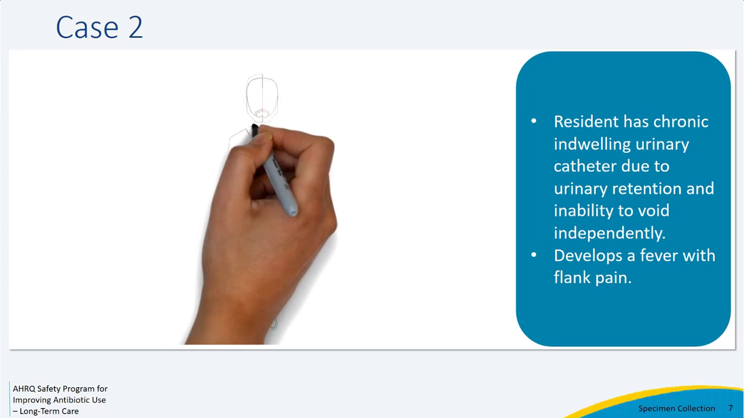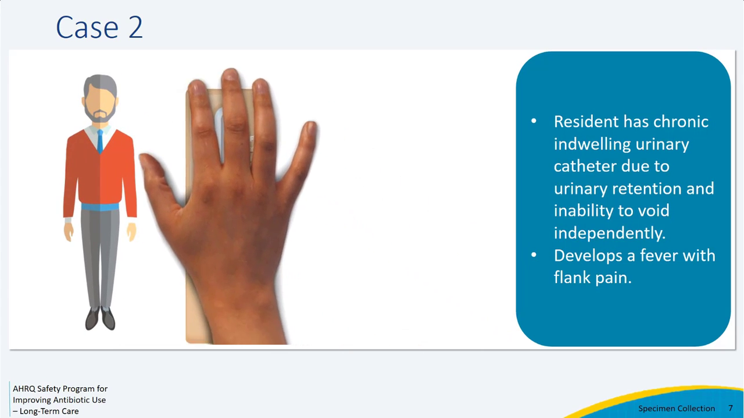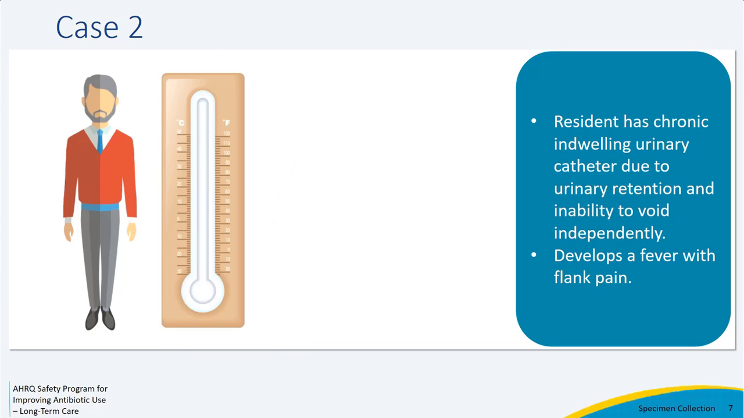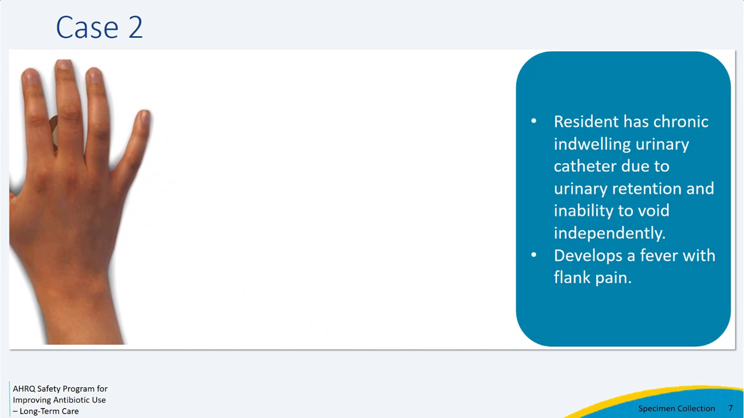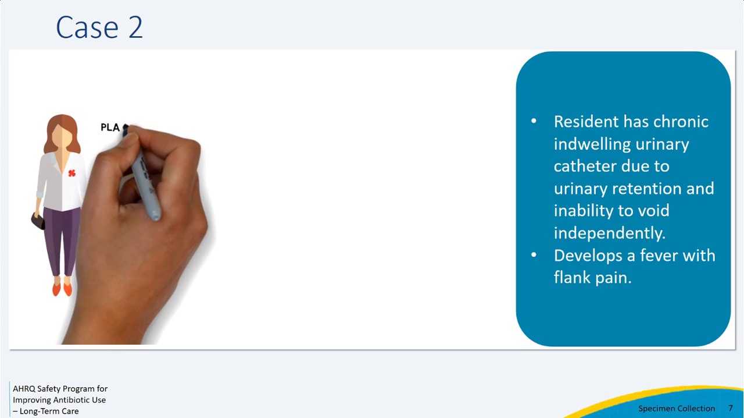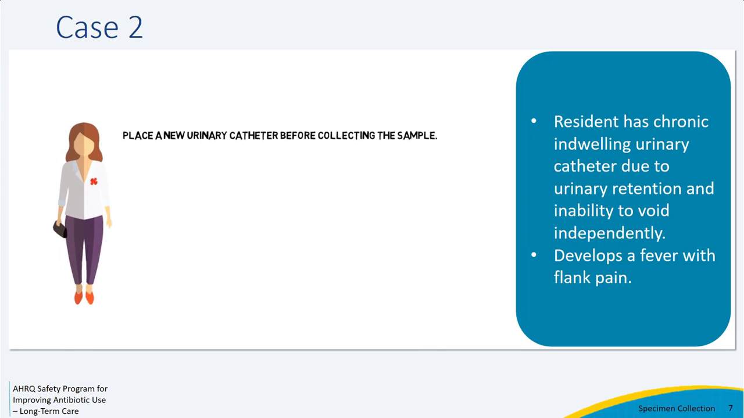One of the residents you are caring for in the nursing home has a chronic indwelling urinary catheter due to urinary retention and an inability to void independently. He develops a fever with flank pain, and you are concerned about a urinary tract infection. You call the provider on call to report his symptoms, and she asks you to place a new urinary catheter before collecting the sample. Take a moment to consider the reason she recommended this, and we will discuss the possibilities on the next slide.